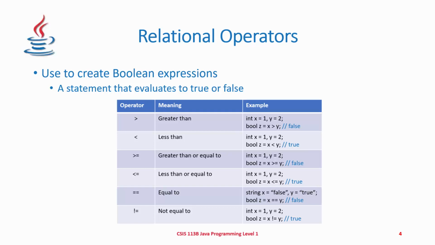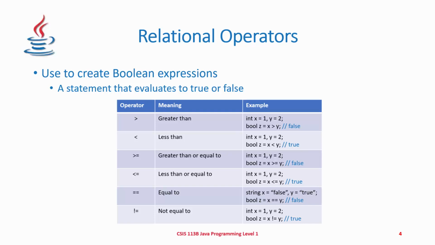Boolean z is then assigned the result of comparing x to y. Since x is not the same as y, Boolean z will be false. Just realize that there is a difference between a string value with quotes around it and the Boolean value of true or false, which you would not place quotes around.